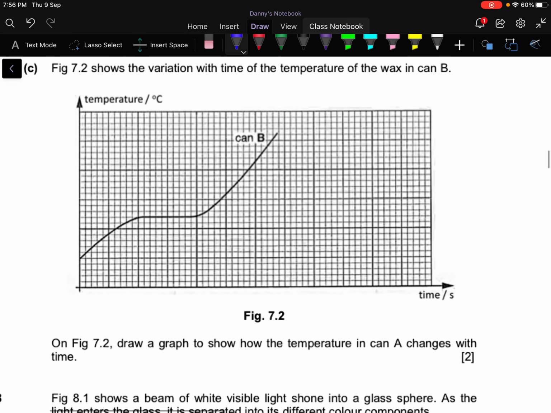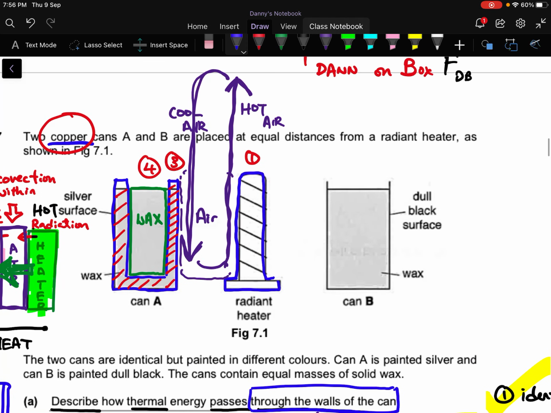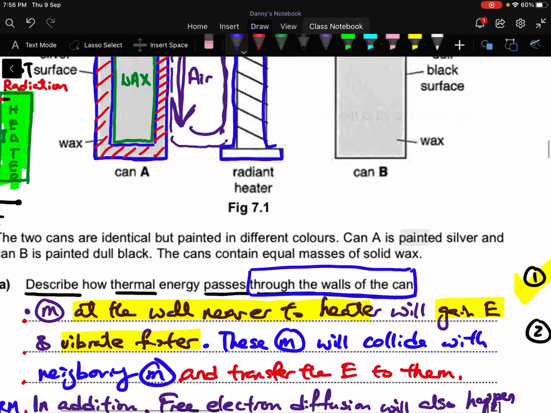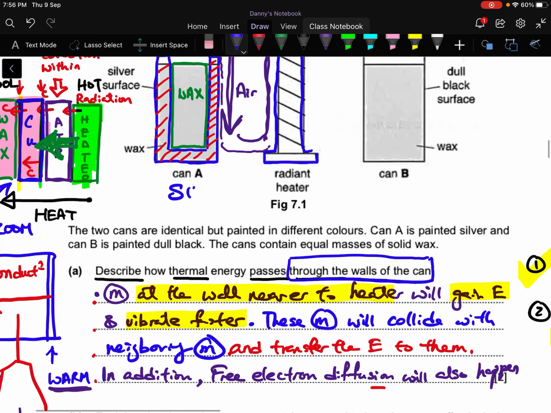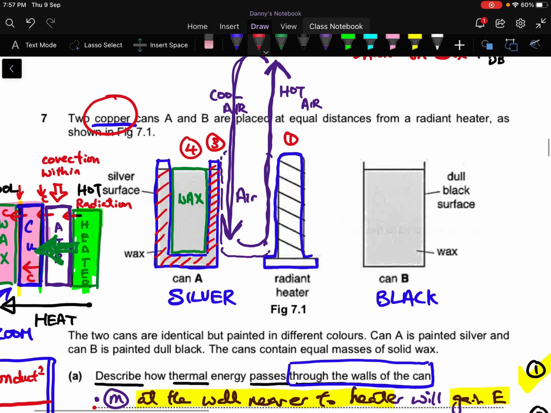Okay, let's move on to your part C. Part C is basically a temperature time graph. And they gave you the temperature time graph for can B and they want you to draw can A. So let's take a look. Can A and can B, what's the difference? Can A is silver in color. Can B is black.